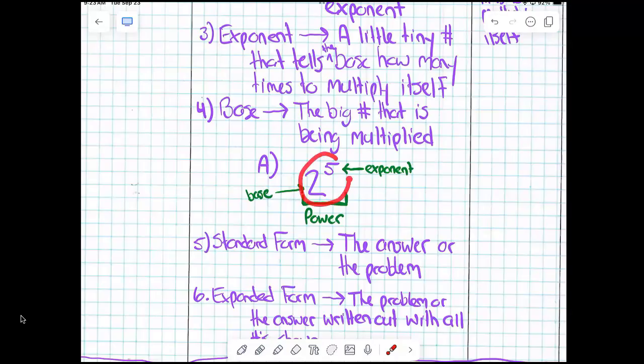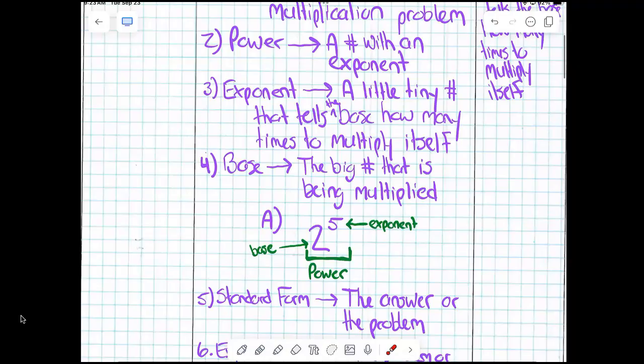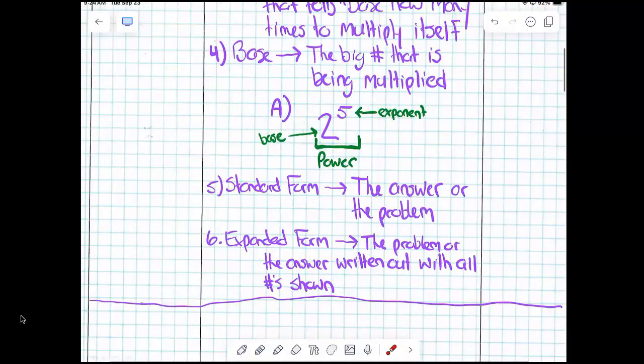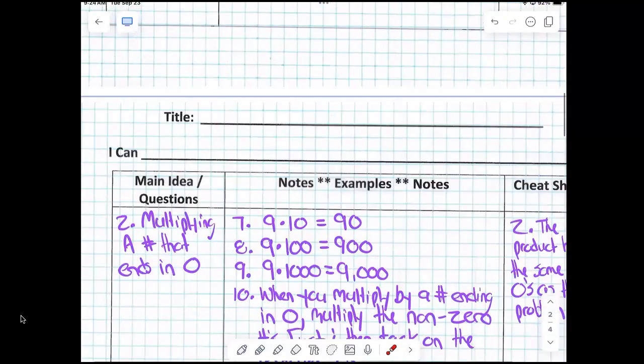What is this whole thing called that I just circled? A power. It's a number with an exponent. What is this called? Exponent. It is a tiny little number that tells the base how many times to multiply itself. What is this number called right there? Base. It's the big number that does the multiplying. We'll come back to these words later in the notes.